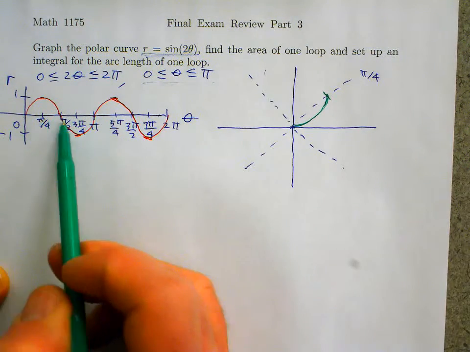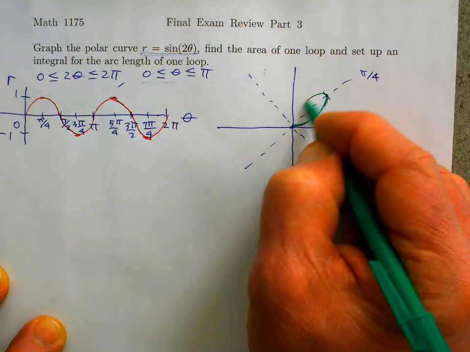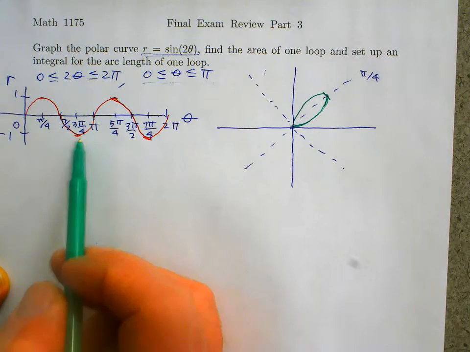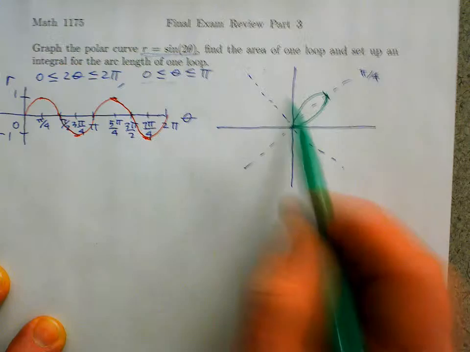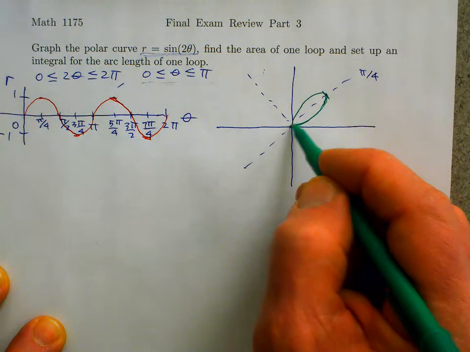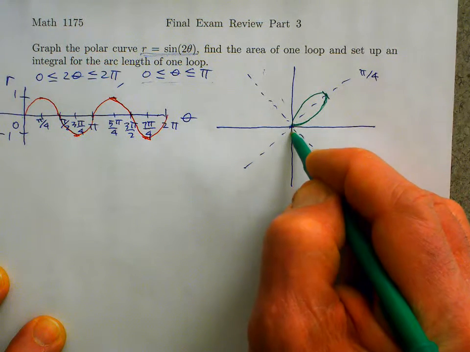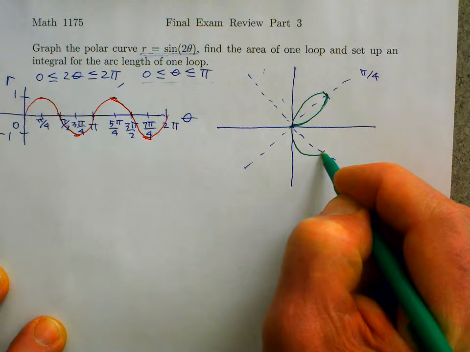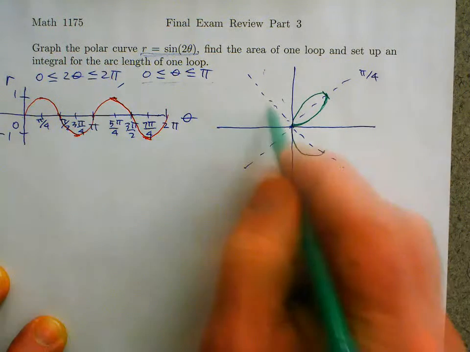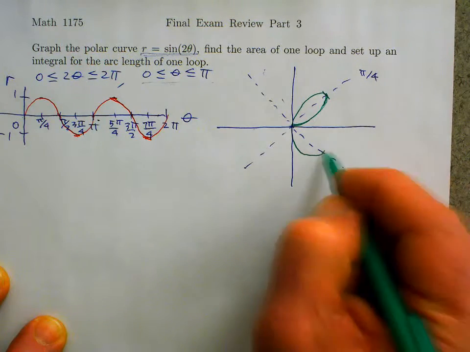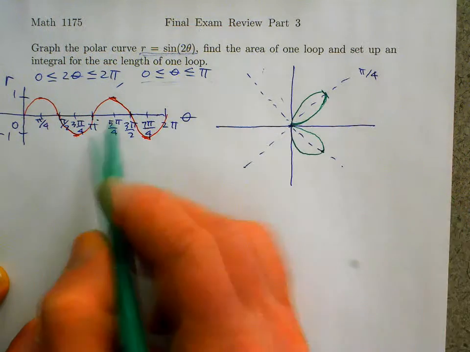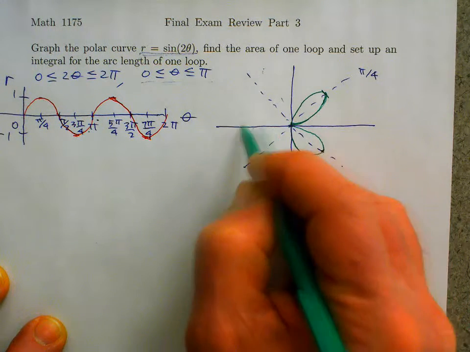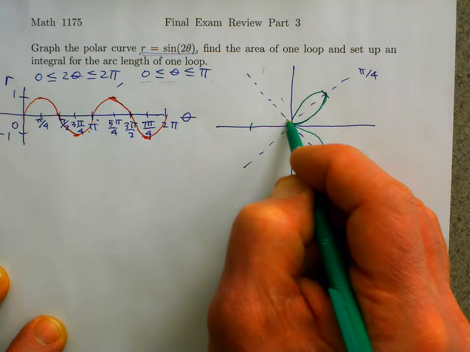Then from pi over 4 to pi over 2, we go back to 0. Between pi over 2 and 3 pi over 4, the r values are negative, so they're on the opposite side of the origin. So we go down to this point, a length of 1 from the origin. From 3 pi over 4 to pi, we're still negative, but we go back to 0. Then from pi to 5 pi over 4, we're positive again.